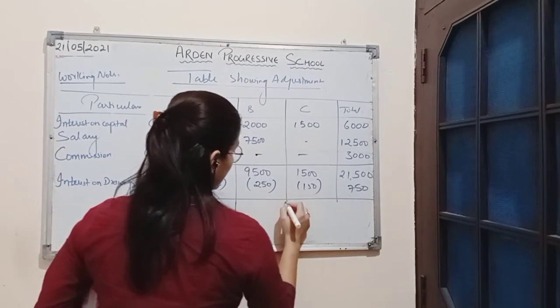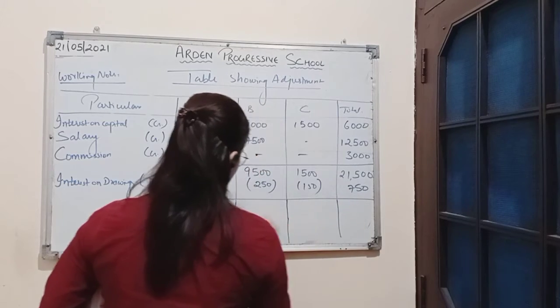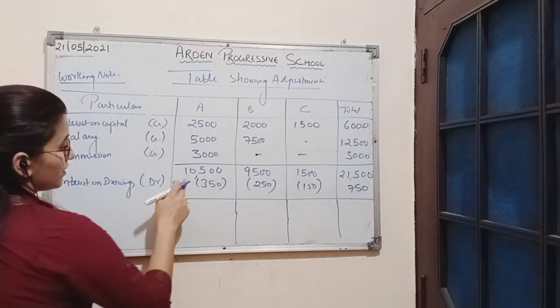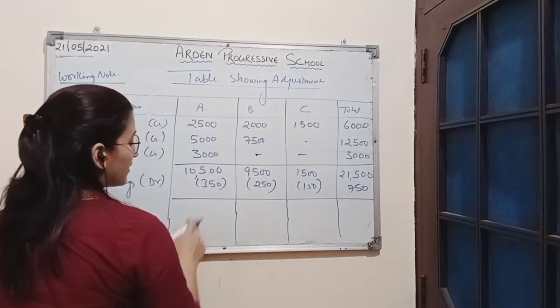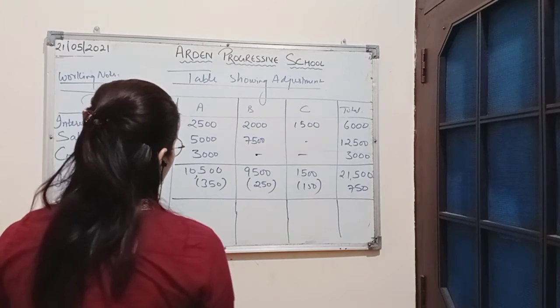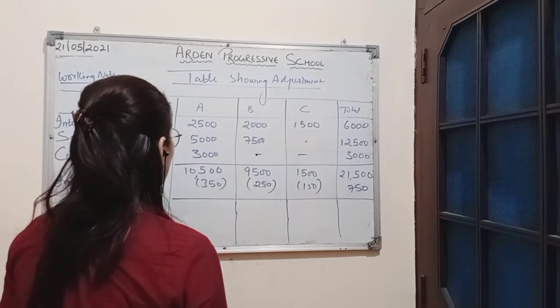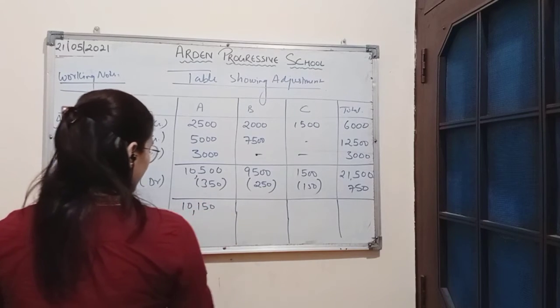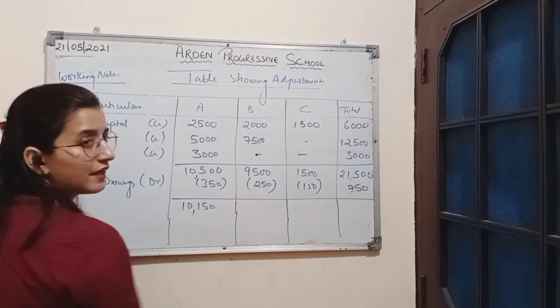So here we will see what is the balance left with the partners. 10,500 is a greater value, that means the result will also be a positive value. So 10,500 minus 350 will be 10,150. This is a credit balance here.